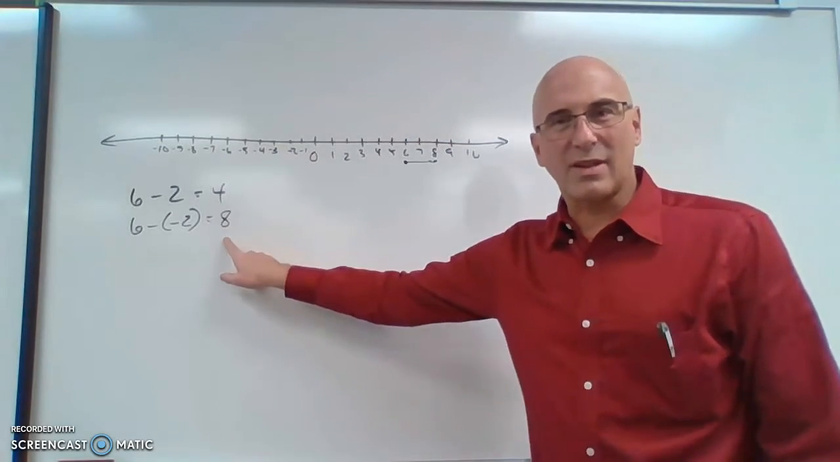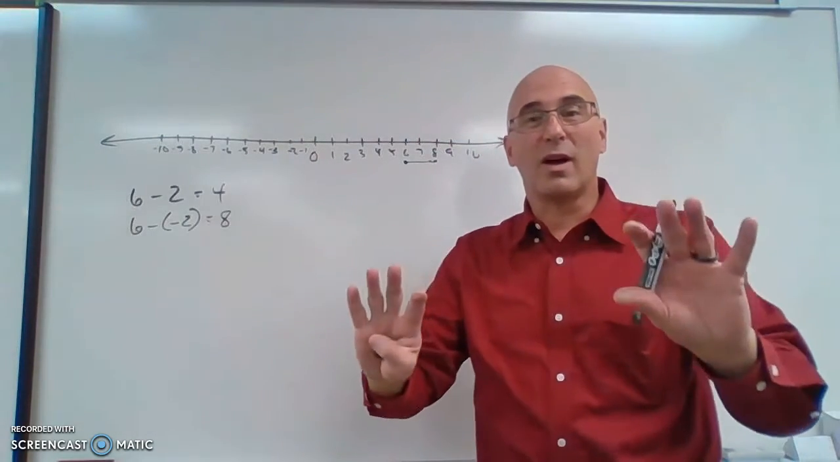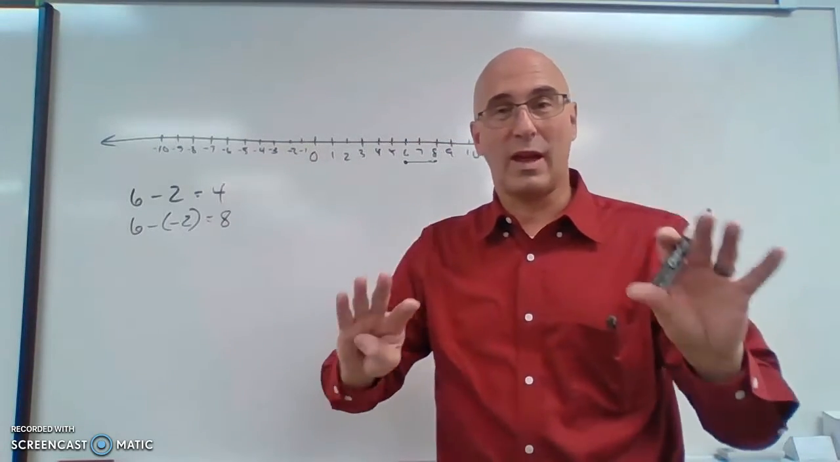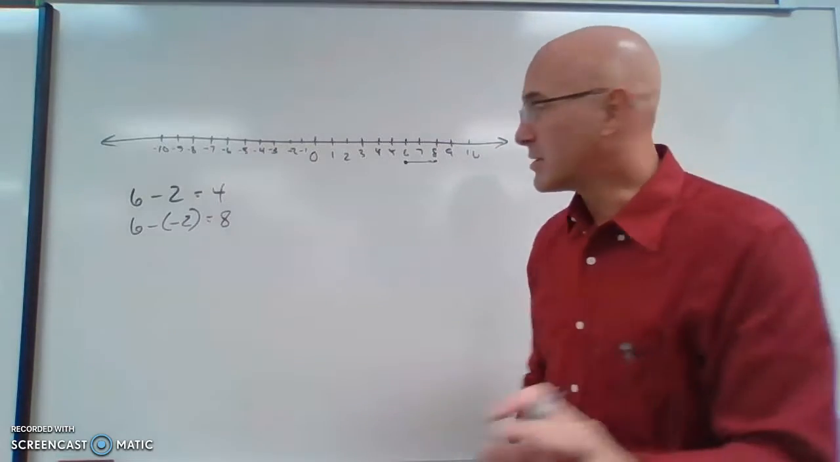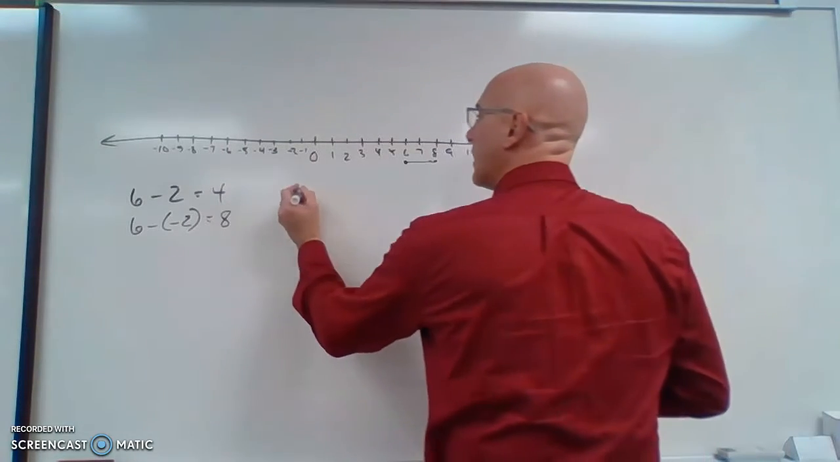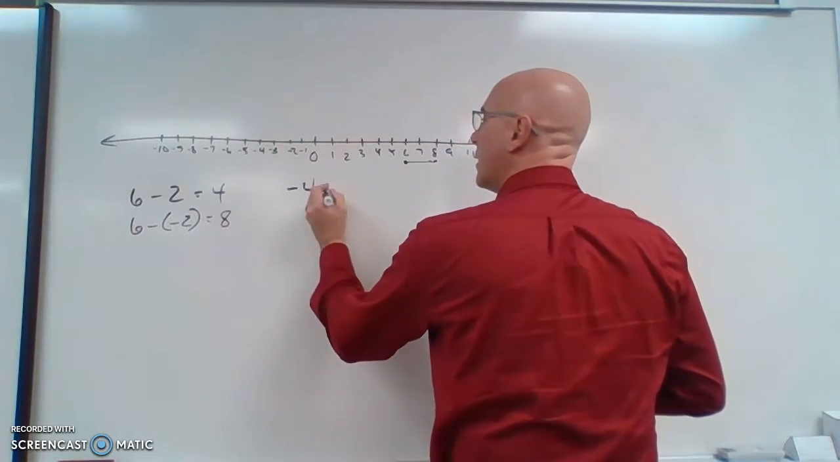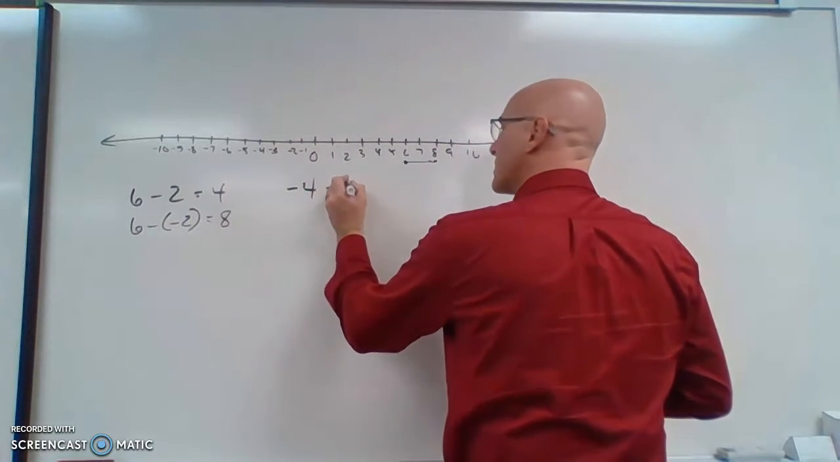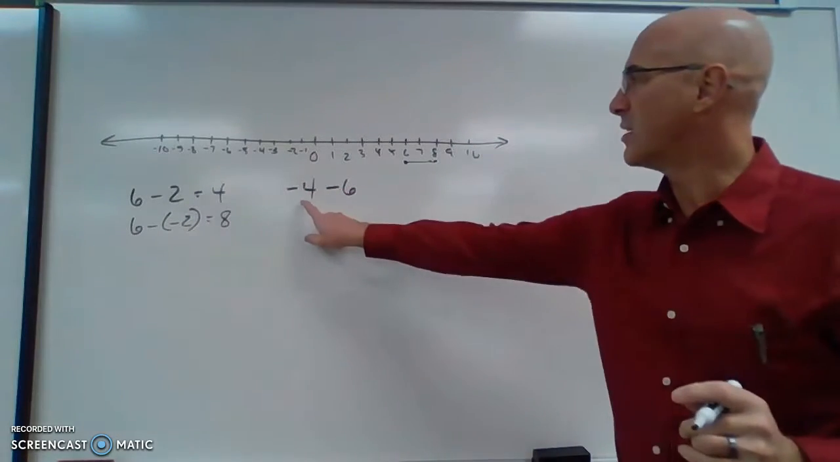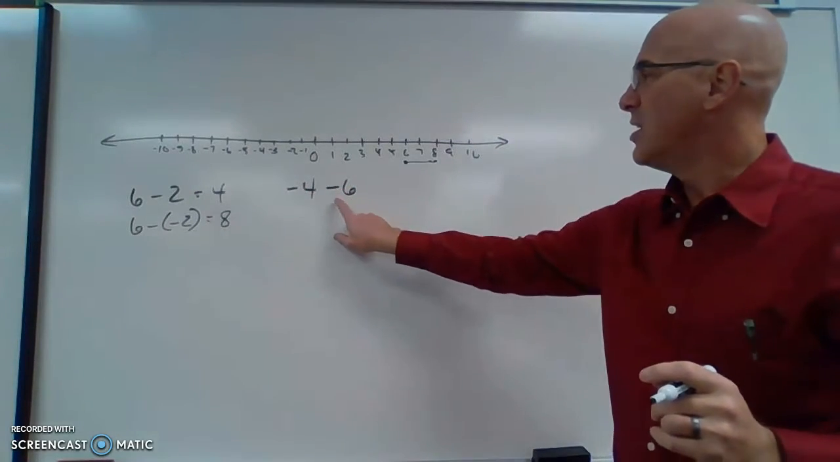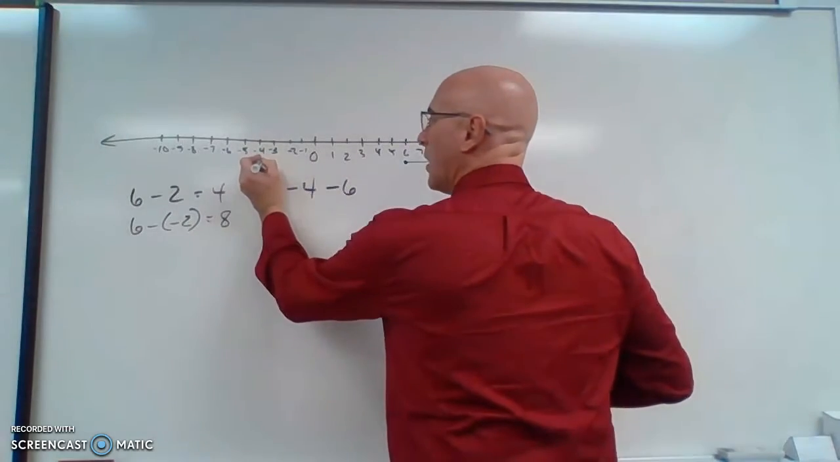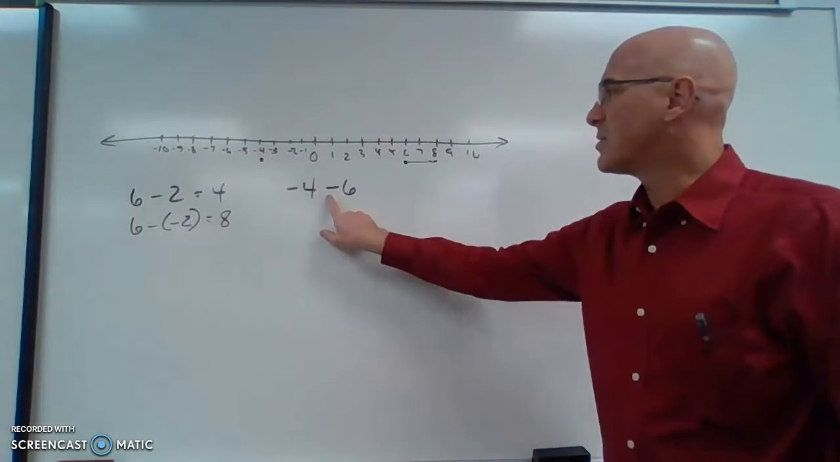You can probably guess what that really means in your head, but I'm not going to tell you the trick quite yet. So let's look at a couple more examples. Say we had negative 4 minus 6. Negative 4 minus 6. So I'm starting at negative 4, and I'm subtracting 6.